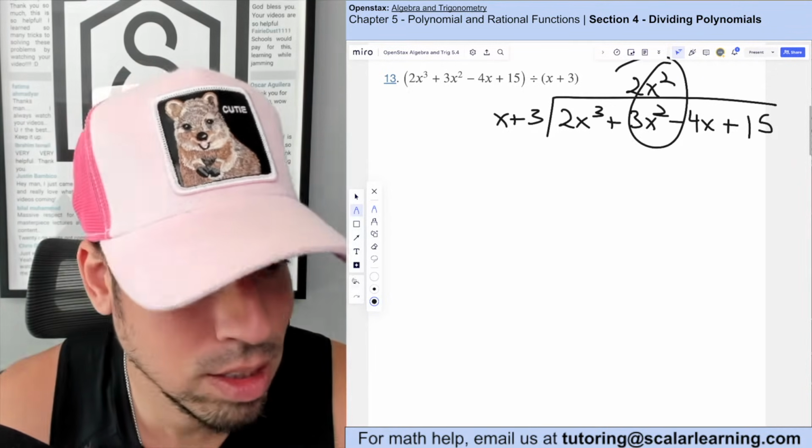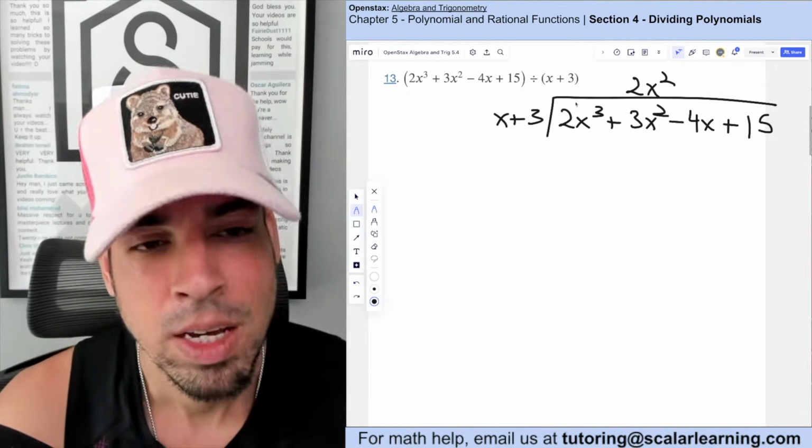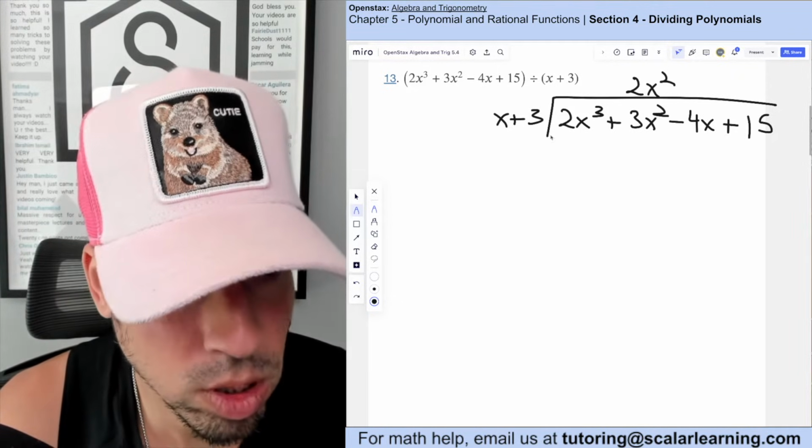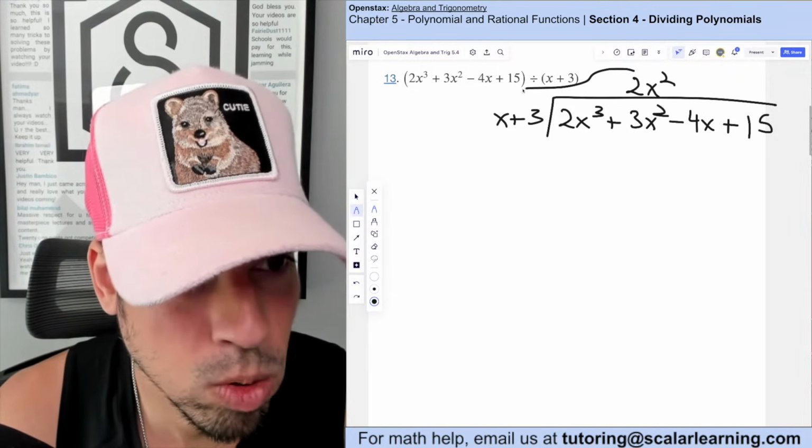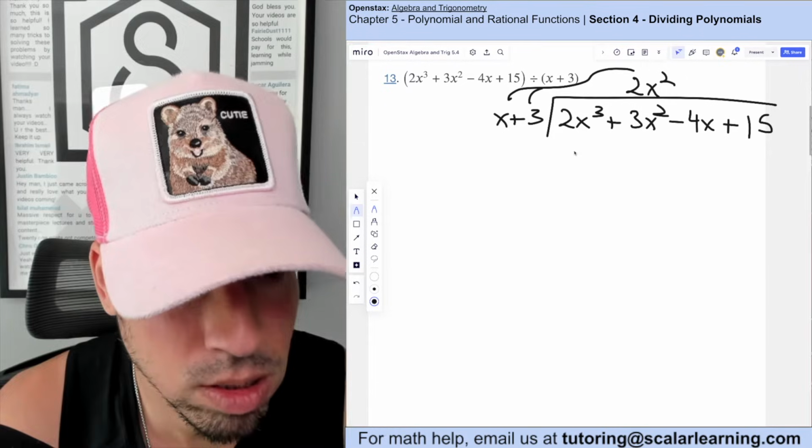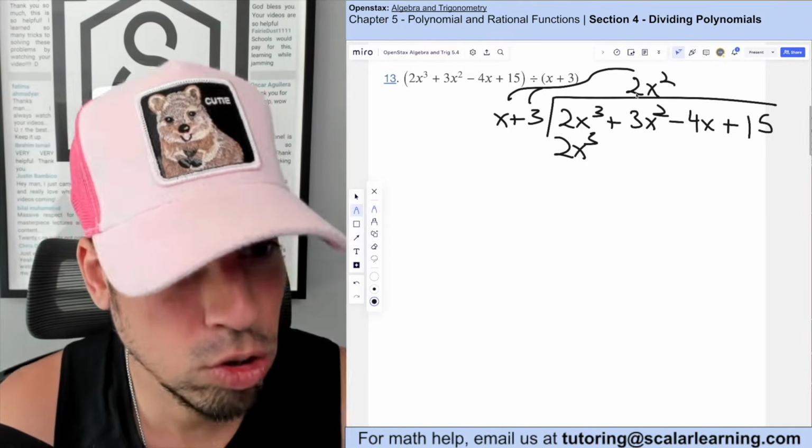And again, I'm just lining these up. That's a little bit optional, but it does keep it nice and organized. So 2x squared times x, because now we got to multiply, and we got to multiply against both of these. That first gives us 2x cubed, which is what we want.